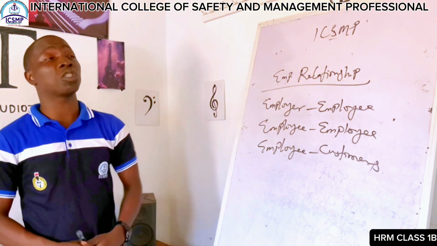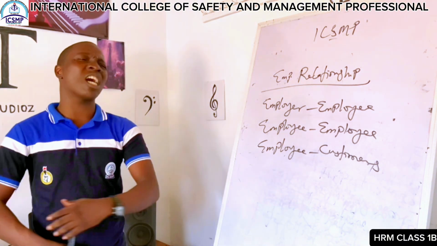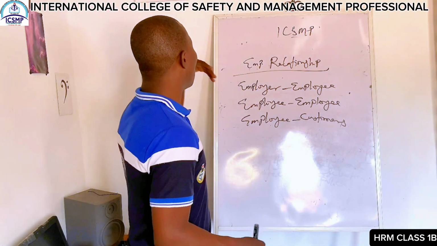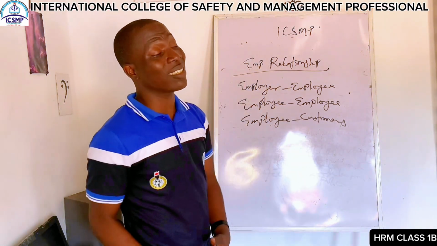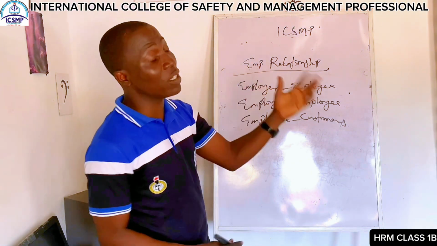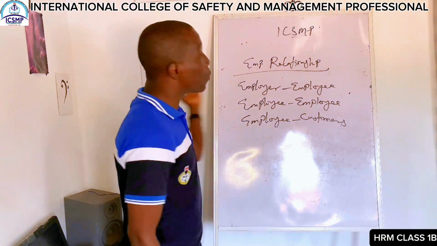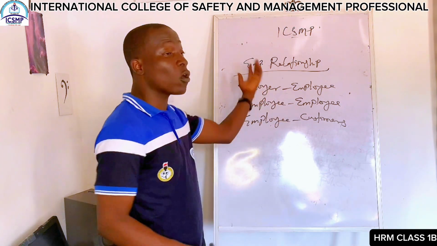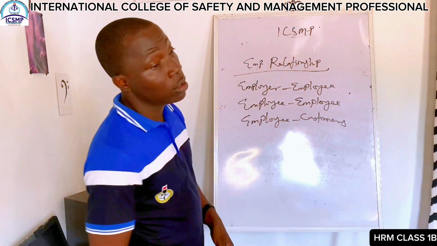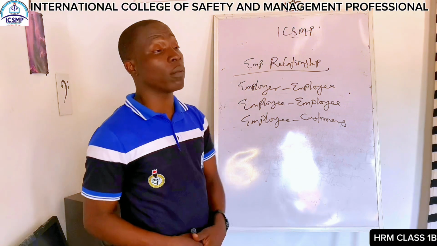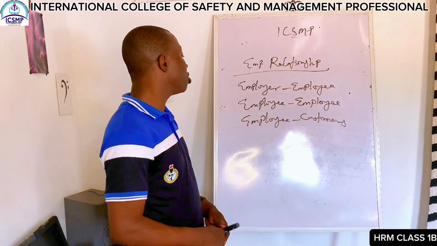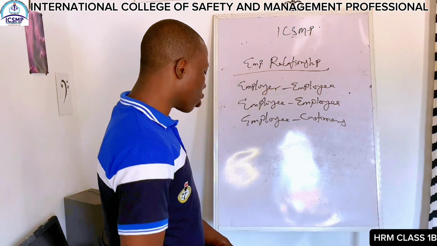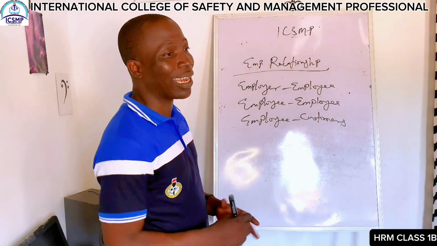We talked about human resource planning. We talked about the processes under human resource planning, and we talked about the other processes under human resource, which we called employee remuneration and benefit administration, performance management, and here we are talking about employee relationship. And we broke it down into three: employer-employee relationship, employee-employee relationship, and employee-customers relationship.